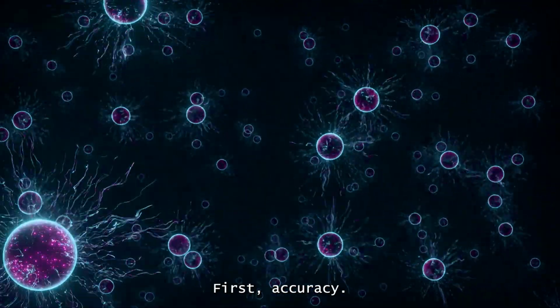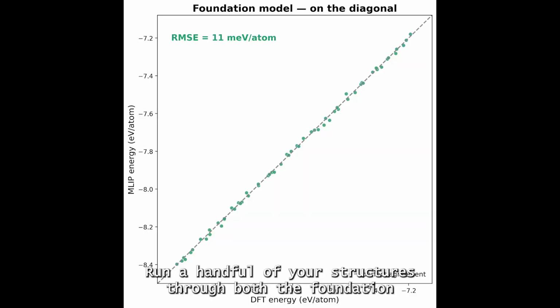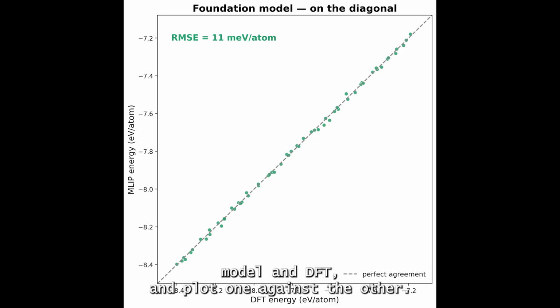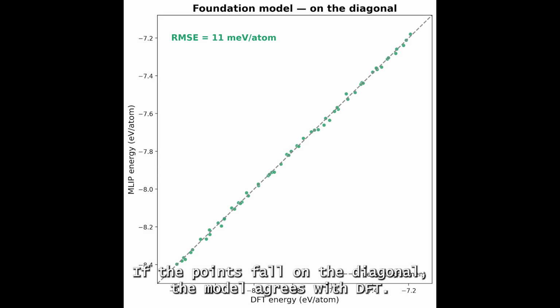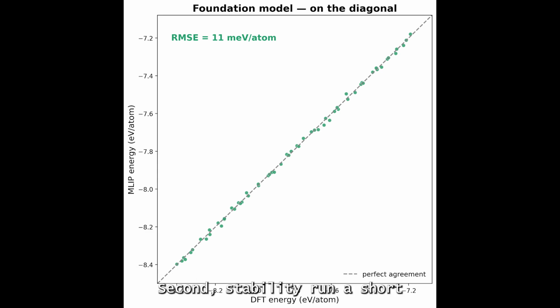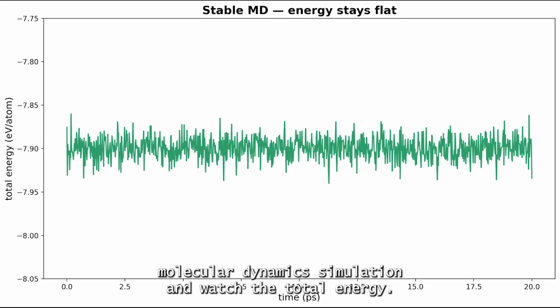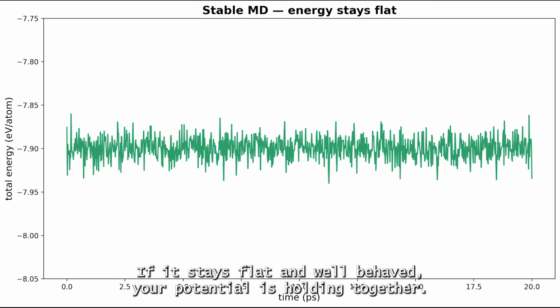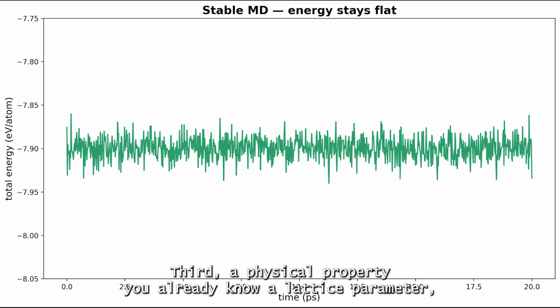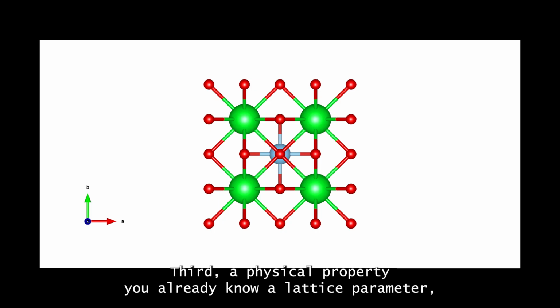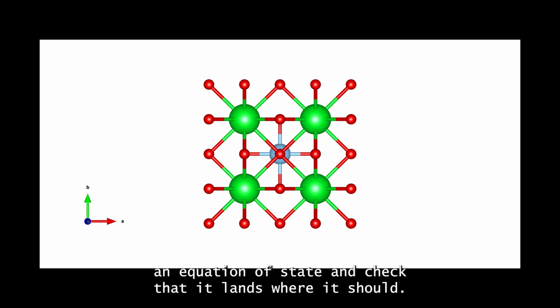First, accuracy. Run a handful of your structures through both the foundation model and DFT, and plot one against the other. If the points fall on the diagonal, the model agrees with DFT. Second, stability. Run a short molecular dynamics simulation and watch the total energy. If it stays flat and well-behaved, your potential is holding together. Third, a physical property you already know, a lattice parameter, an equation of state. And check that it lands where it should.